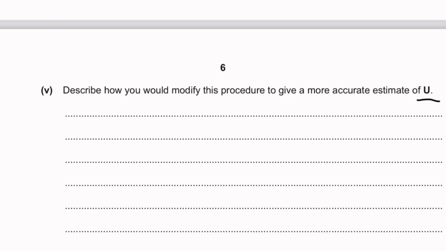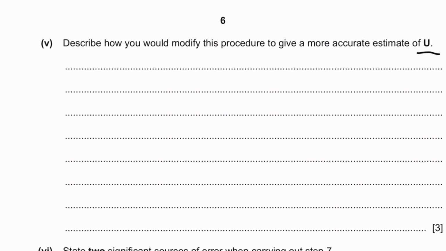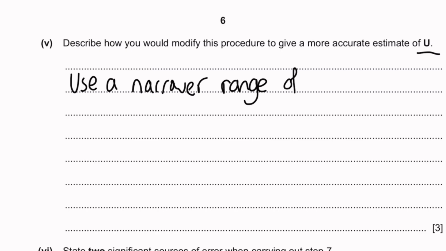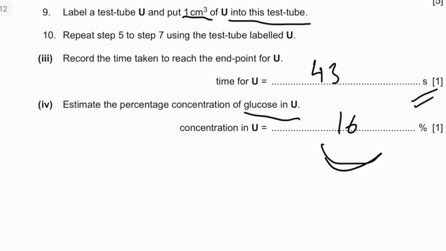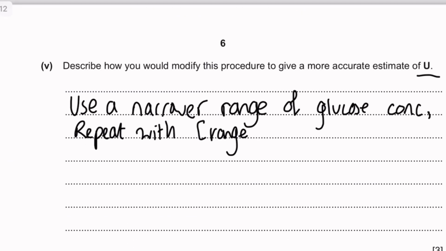And that's, I think, a really common answer for these questions with color change. So let's go ahead and write this down. Firstly, you don't need to write a more accurate result. You need to use a narrower range of glucose concentrations, as well as repeat. And then make sure to write down how many concentrations you need. For example, I would write down the entire range. Based on your answer, you write down a range of concentrations close to that answer.